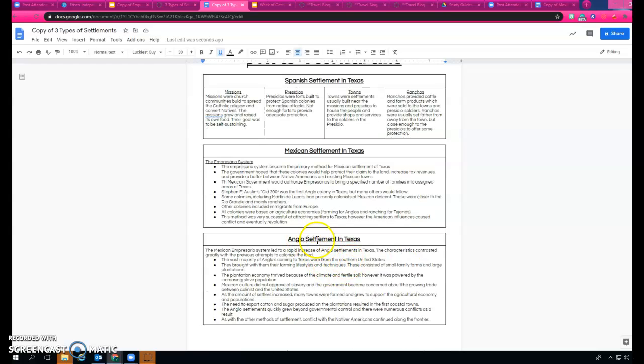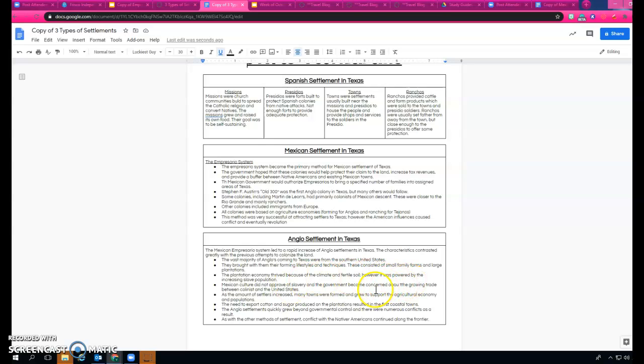And then if you go down to the Anglo settlement, again, some more basic information about what that was like. So they used the Mexican impresario system. They went to the Mexican government and asked for permission to help settle Texas and bring more families to Texas. So they brought their farming lifestyle and the plantation economy that thrived because of the climate and the fertile soil.